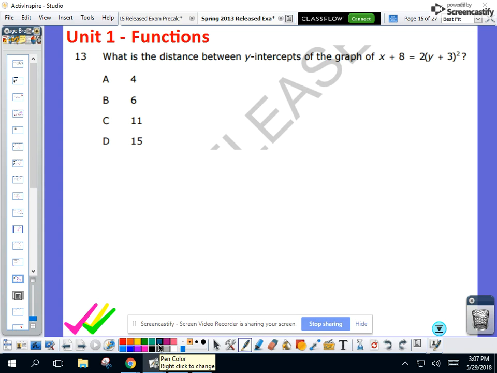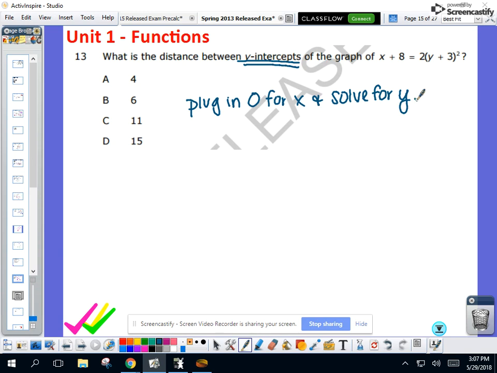This question's asking us the distance between the y-intercepts, and really what we need to know here is how you find y-intercepts. In order to find y-intercepts, you're going to plug in 0 for x and solve for y. Now this problem's already giving you a hint because it says intercepts, which is plural, so that means we better have 2 when we're solving.